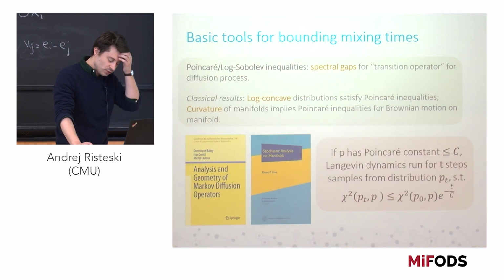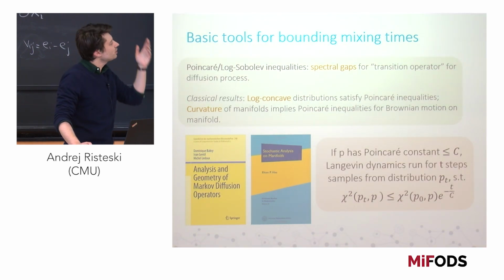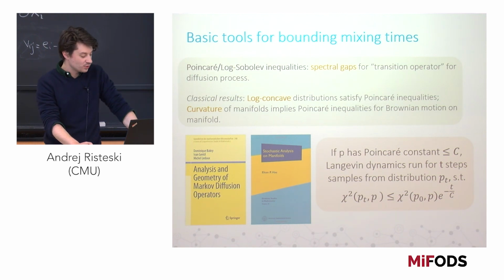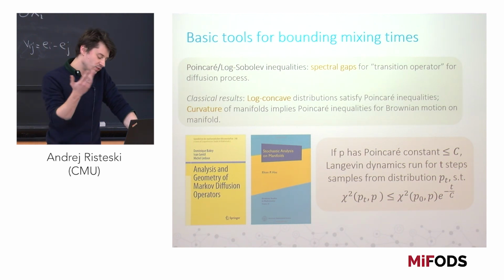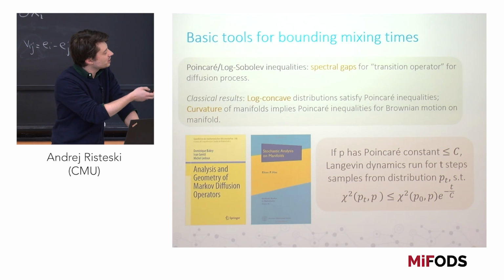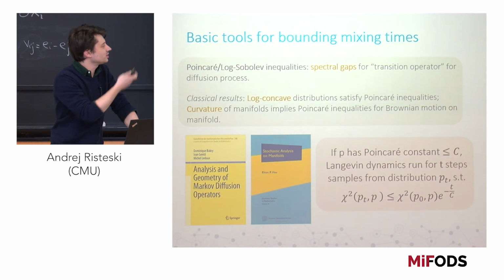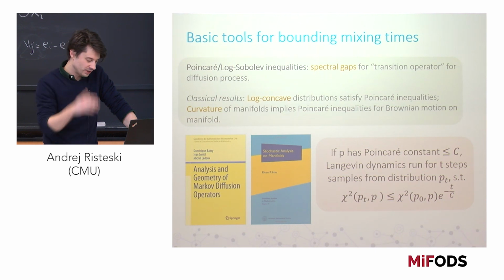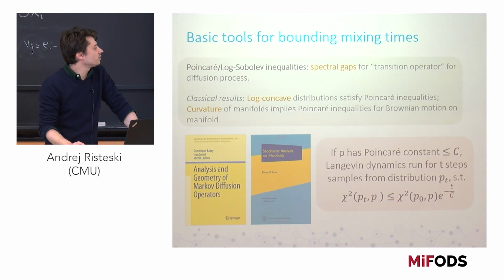In particular, just so I put something for you here. For instance, if you have a distribution P that has a Poincare constant bounded by C, then a consequence is that you can get fast convergence in chi-squared distance, with something that looks suspiciously like what I had on the previous slide. The chi-squared distance drops off exponentially quickly, where the factor by which you're dividing is the Poincare constant.